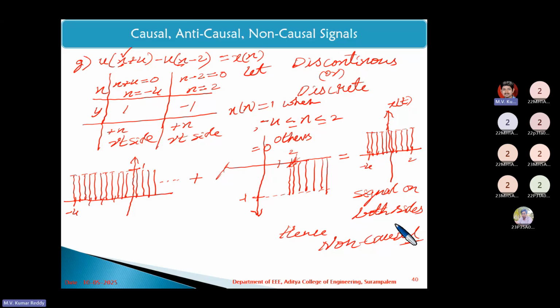Now in system, how we can find casual and non-casual in system? In system, how we can find casual, non-casual?